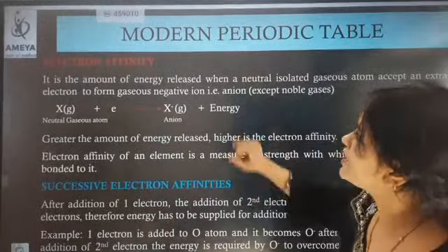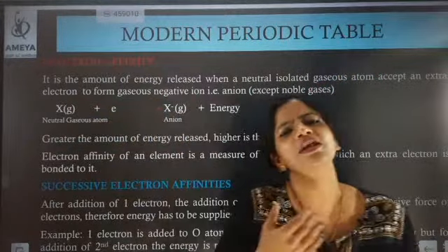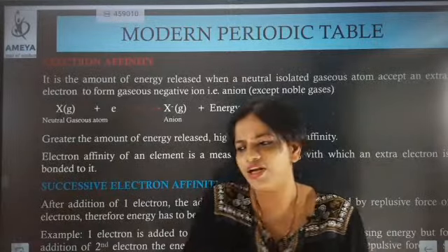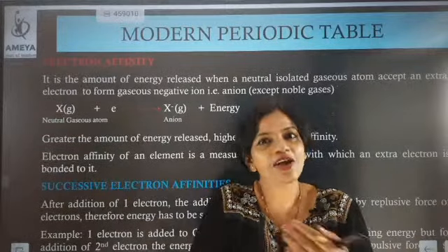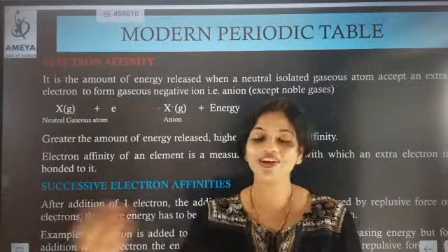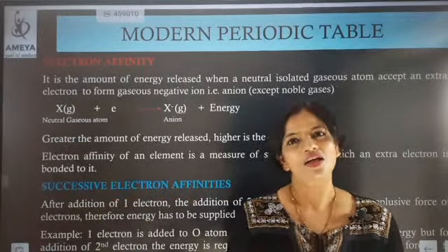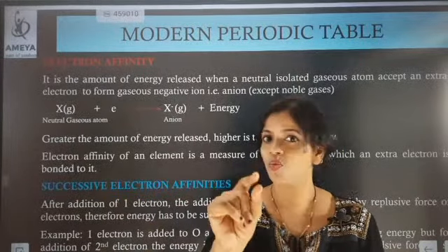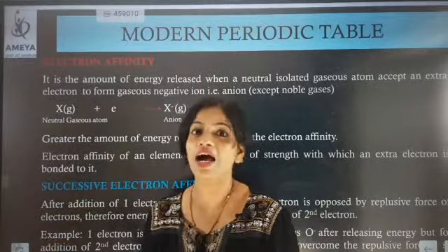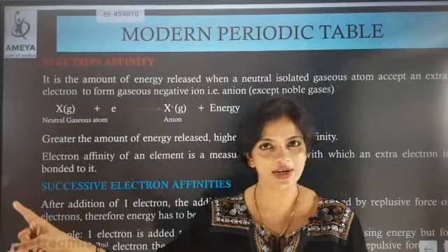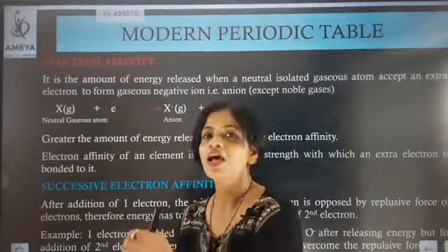It is the amount of energy released when a neutral isolated gaseous atom accepts an extra electron. So in the affinity case, if my affinity for electrons is more, then I will take an electron. But beta, when I am taking an electron, in return I have to release energy. So what did I learn in the previous case? In the previous case, if I want to remove an electron, I have to give energy. That was called ionization energy. So if I wanted an electron, I gave energy.